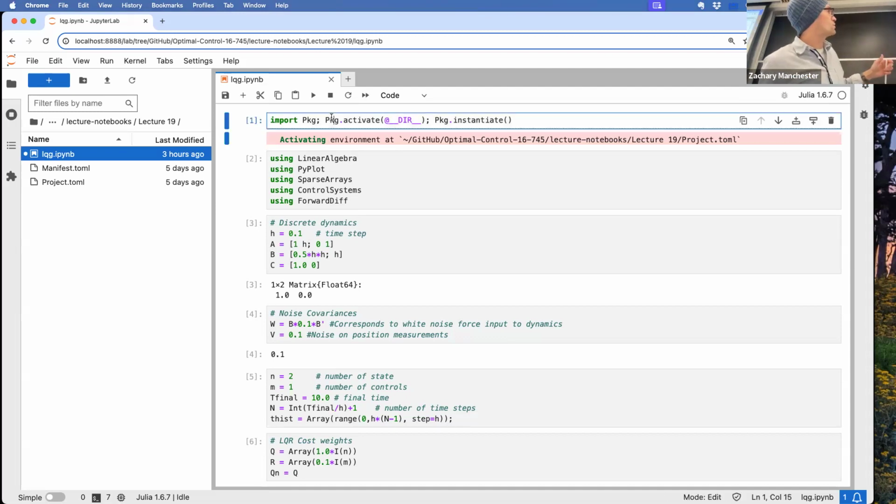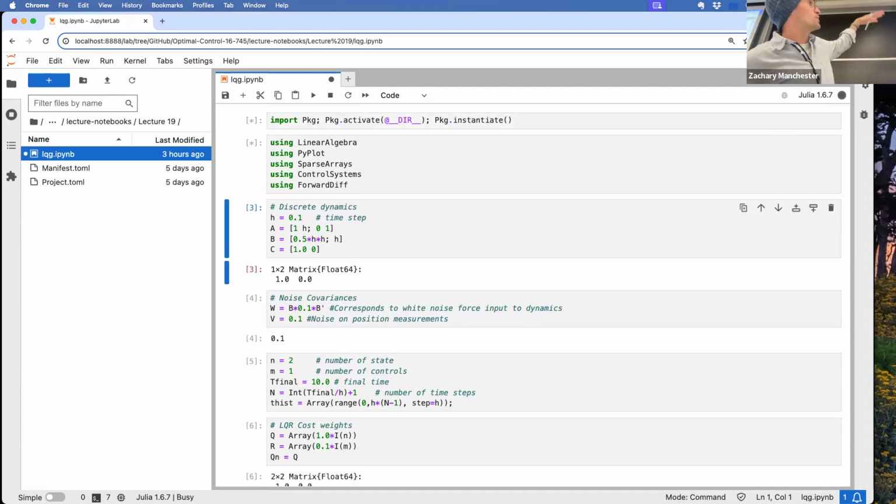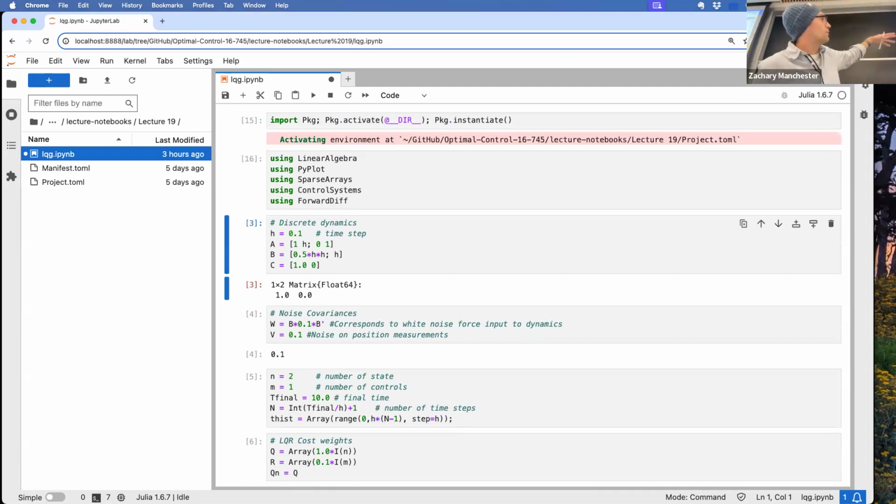Okay, so just to run us through this real quick, this will be posted. This is a very, very simple implementation of this thing on a very dumb system. This is a double integrator, like the sliding brick in 1D, which we've seen many times. I'm having some kind of white noise drive signal to this, so it's basically a random walk. And then I've got white noise on the position measurements. I'm assuming just position measurements, no velocity measurements. So that's A, B, and C over there.